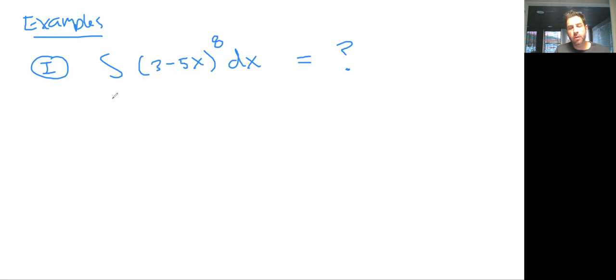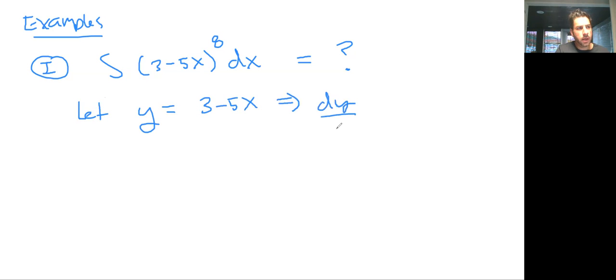I'm going to use different letters because you need to get in the habit of the variables are just variables. They're letters. We're replacing one symbol with a new symbol. So I'm going to let y equal 3 minus 5x. And that means dy/dx is negative 5.